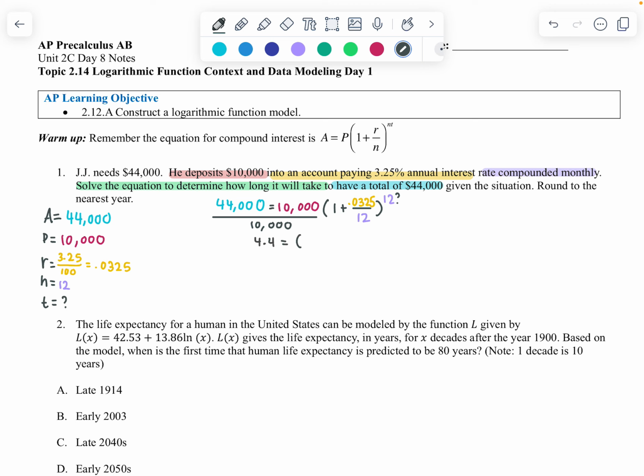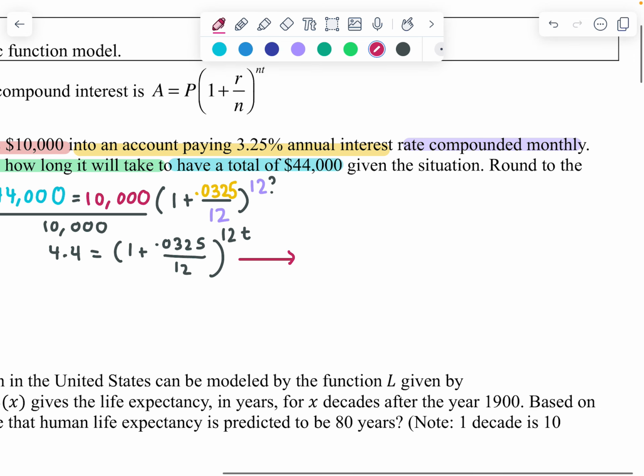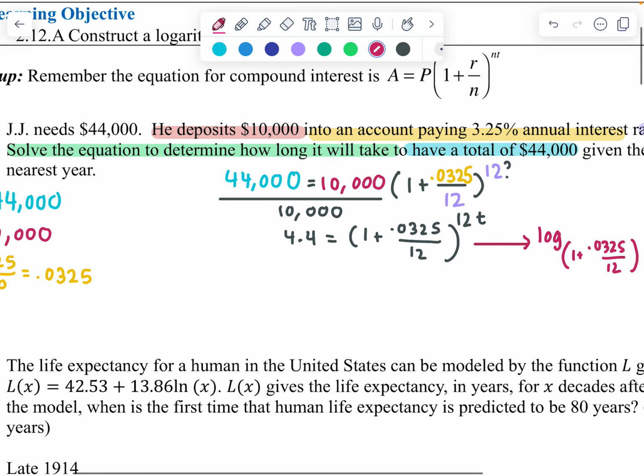equals 1 plus 0.0325 over 12 to the power of 12t. Now, you can either turn the 1 plus 0.0325 over 12 into a decimal, or you can just use that exact value. We know that the inverse of an exponential is a log, and the base of this exponential is 1 plus 0.0325 over 12. So our inverse is going to be log base 1 plus 0.0325 over 12. So we're going to do that to both sides.